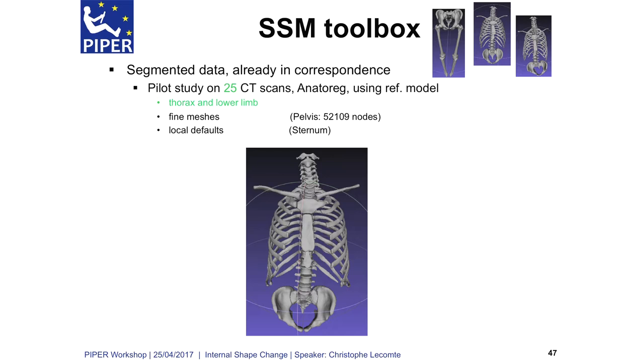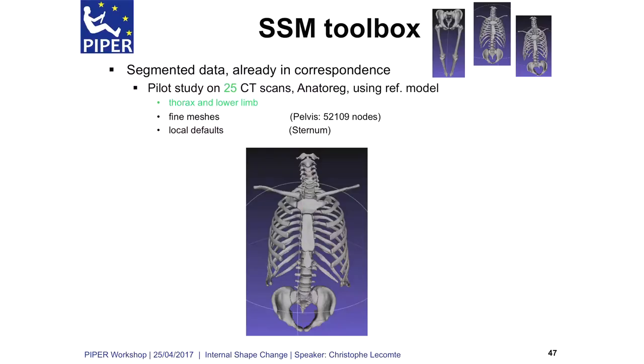And how does it work? We use a reference model that has been manually segmented on a CT scan, and then we deform all the CT scans that we want to segment onto the reference model. This gives us the segmentation for the meshes of the CT scan of which we want anthropometric information.